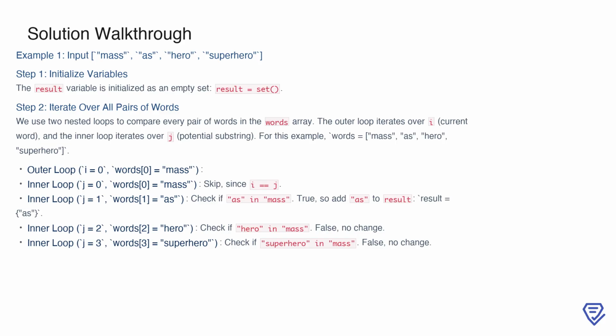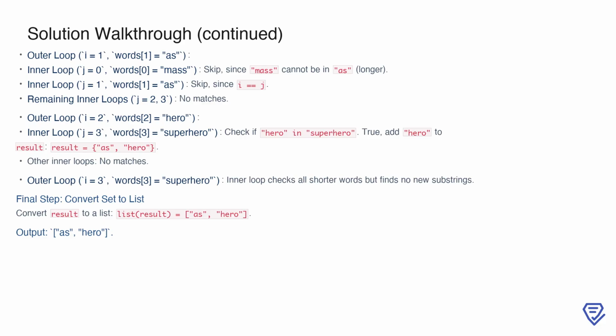When the outer loop selects the word mass at index 0, the inner loop begins checking it against the other words. We skip the case where the indices are the same, as a word cannot be a substring of itself. When as is compared to mass, we find that as is indeed a substring, so we add it to result. The next comparisons with hero and superhero yield no matches, so we move on to the next word in the array. Now, the outer loop selects the word as at index 1. Since as is shorter than mass, we skip checking whether mass is a substring of as.